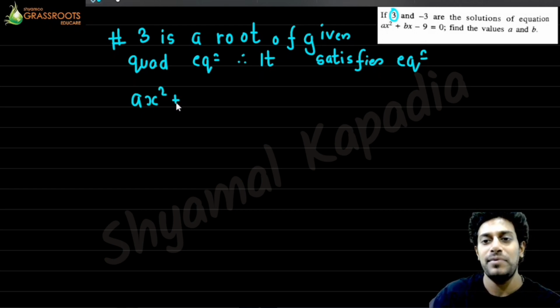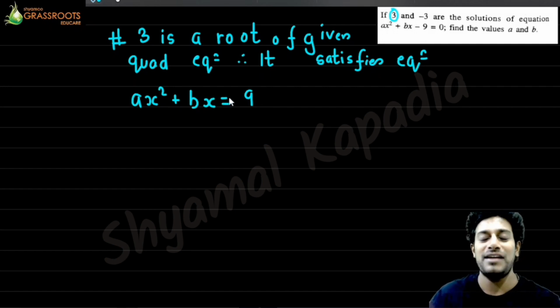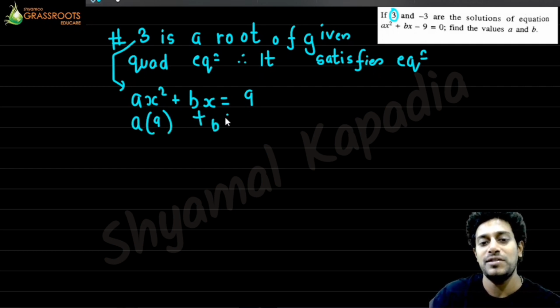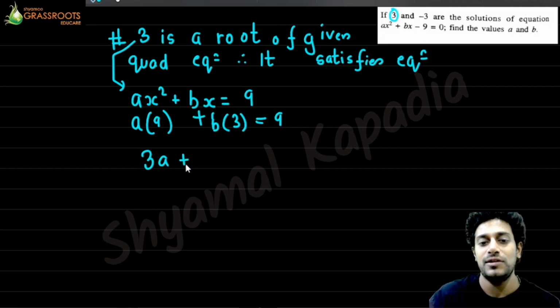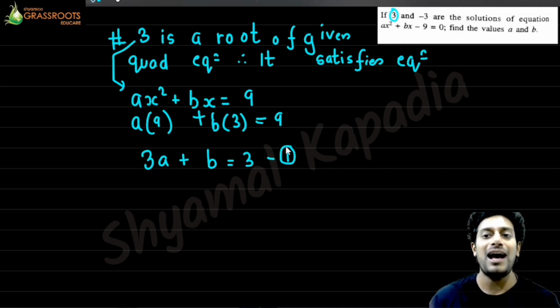ax square plus bx minus 9. Shift 9 on the other side. Minus 9 उधर गया तो equal to 9. चल पहले put 3 into the value of x. तो a into 3 square plus b into 3 is equal to 9. Divide by 3. You can deduce it ना. हर एक को 3 से divide करो. तो 3a plus b is equal to 3. Equation 1. Now put minus 3 out there. Put minus 3.